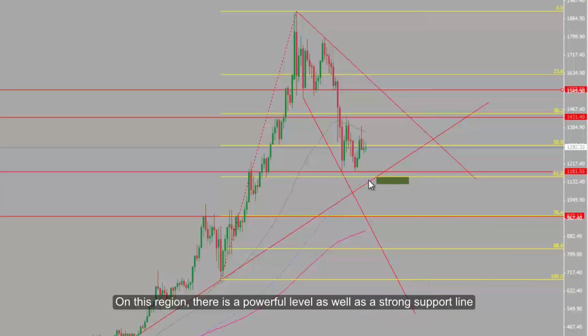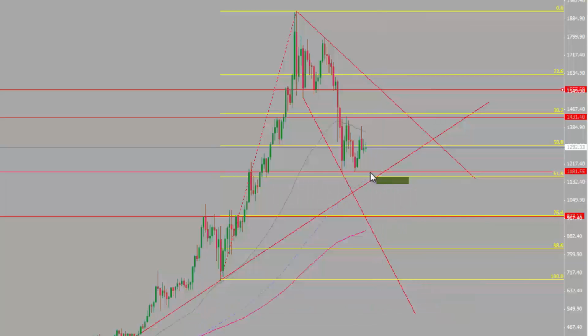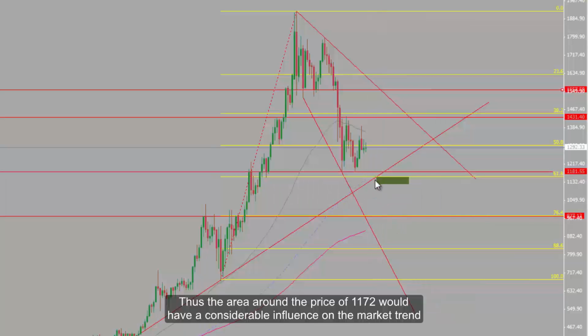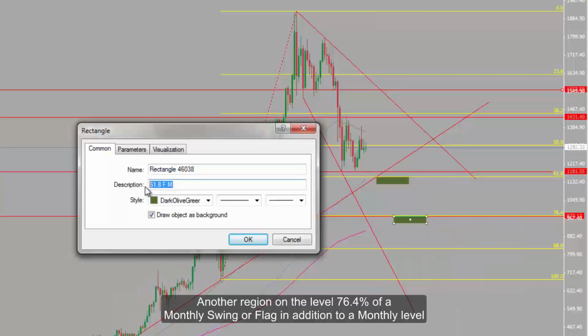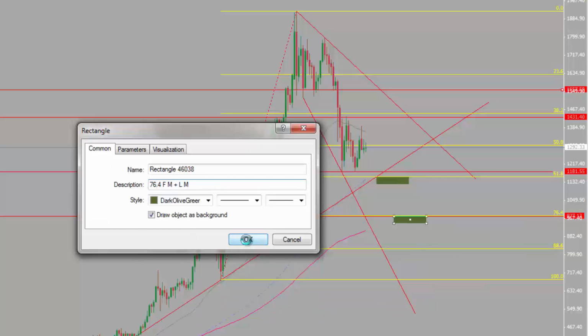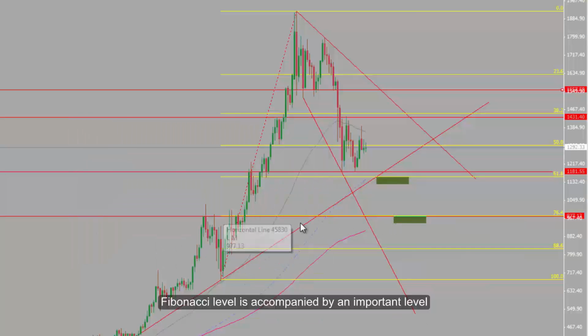On this region, there is a powerful level as well as a strong support line. Thus, the area around the price of 1172 would have a considerable influence on the market trend. Another region is on the level 76.4% of a monthly swing or flag in addition to a monthly level. Fibonacci level is accompanied by an importance level.